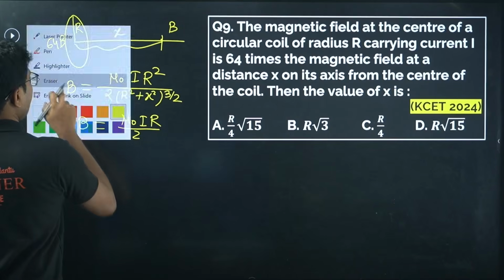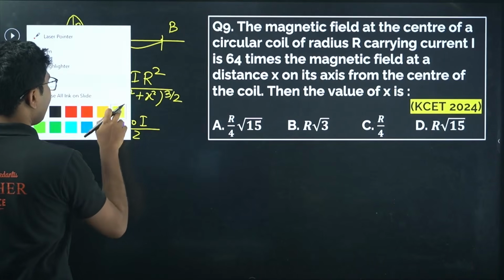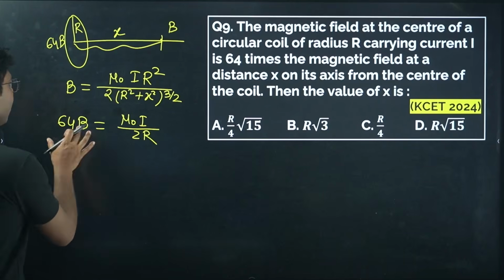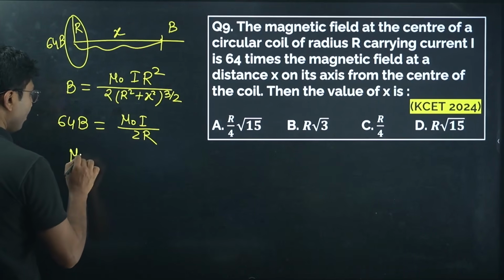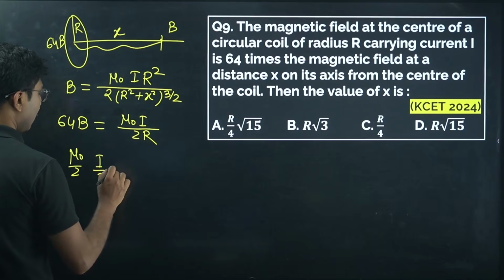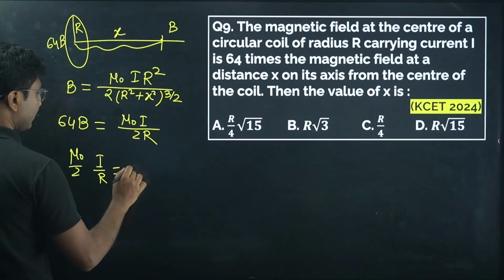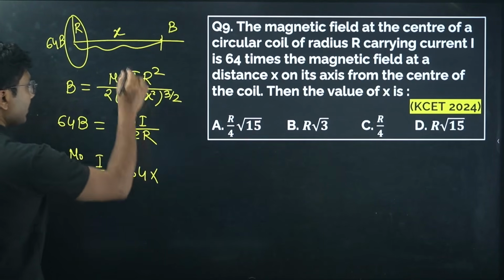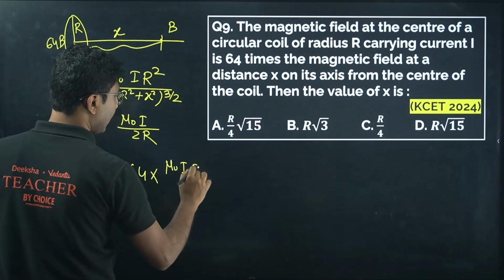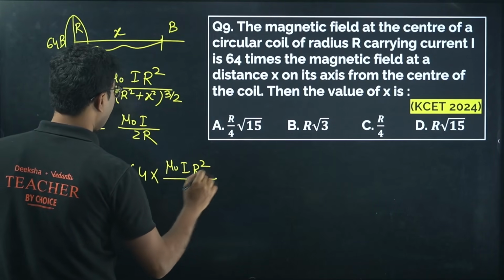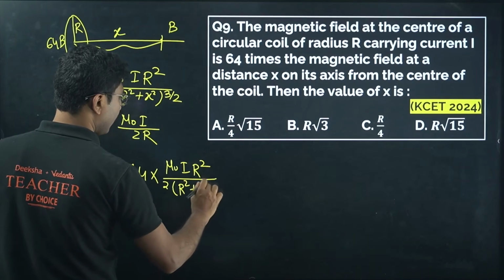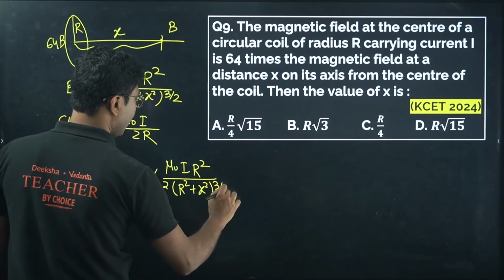Sorry, mu naught I by 2r, mu naught I by 2r. So this is 64b. Now what you have to do, you just need to put mu naught by 2 I by r equals 64 times this value, that is mu naught I r square divided by 2 r square plus x square to the power 3 by 2.